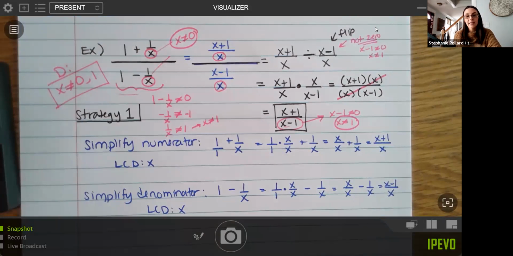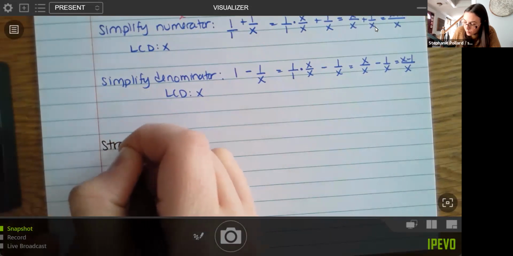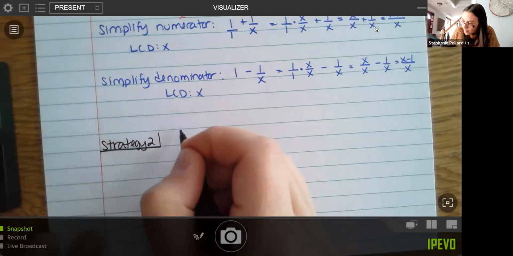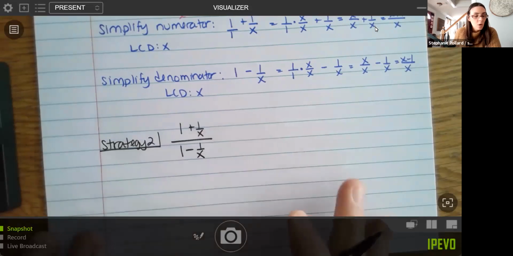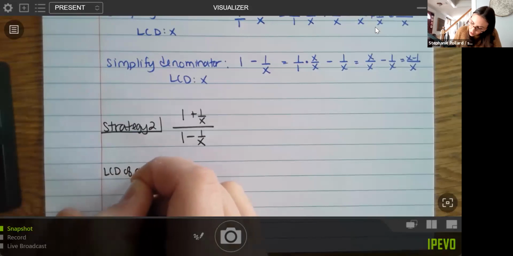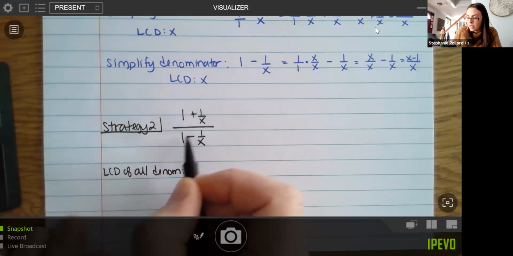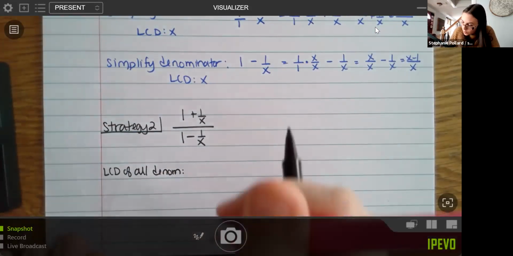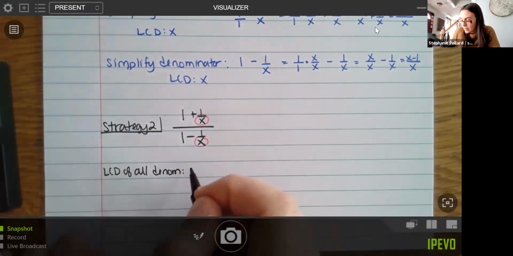All right, let me show you a second strategy here. And I would say that probably most students like this one better. So I'm going to rewrite the problem. So what you do in this case is you find the LCD of all denominators in the problem. And I don't mean this overall one here. I just mean all the little mini fractions in the problem. So if I have two denominators here that I'm looking at, x and x, my LCD here is just x.